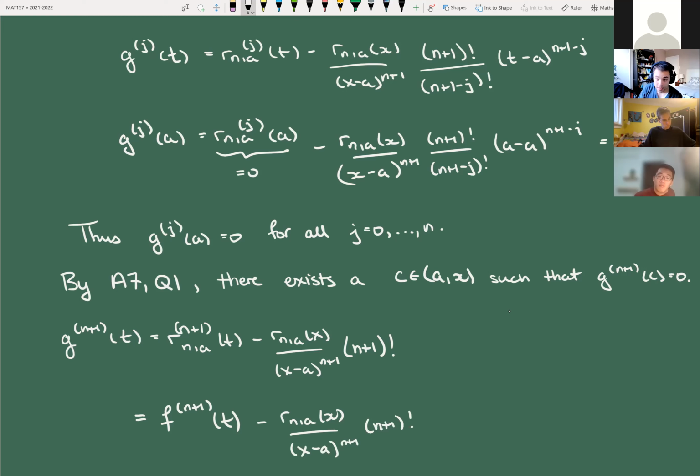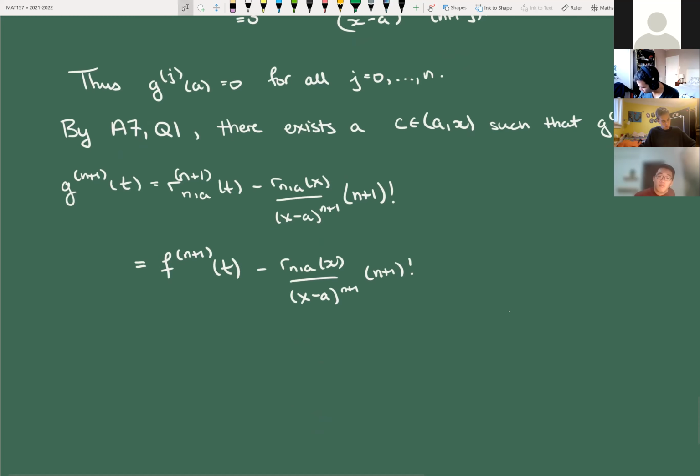Right? Because let's double check, right? I'm not saying that R_n,a is equal to f. It's really f minus the polynomial, but I've differentiated n plus 1 times. So the polynomial just vanished, right? And the only thing that survives is the n plus first derivative of the function f, right? So there's some value c such that this is 0. Thus, g to the n plus 1 of c is equal to 0.